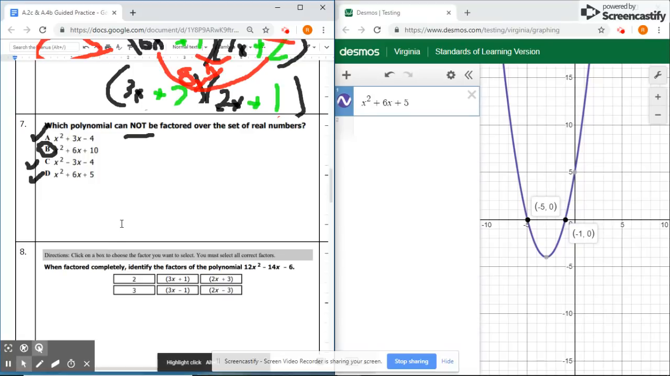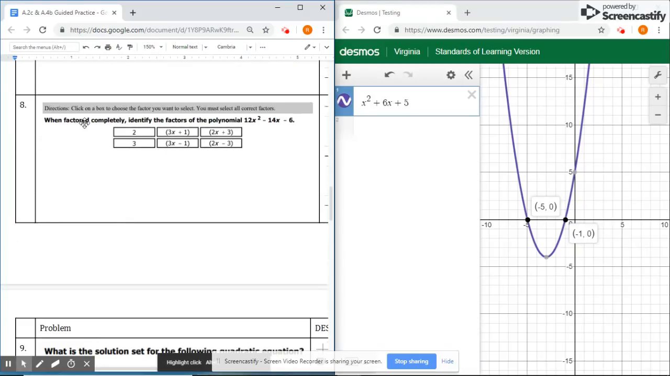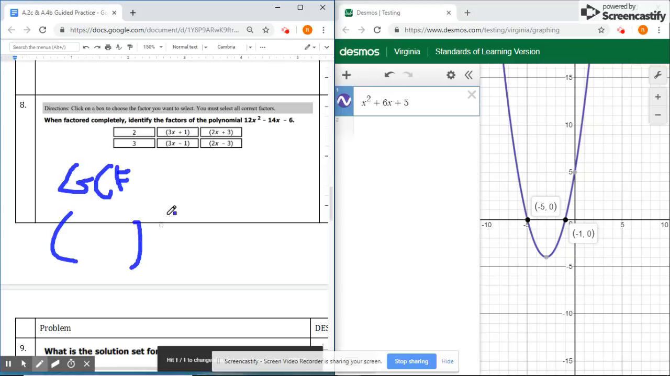All right, and then your hint for number 8, it says click on a box to choose a factor you want to select. You must select all correct factors. So you have to factor this by hand. There's no way to check this on Desmos. So remember, you do GCF first, and after you do GCF, you can factor. There is going to be more than one answer, and most likely when they have a question like this, there will be a GCF. So please, please, please take out a GCF, because if you don't, you won't see some of the factors listed there.